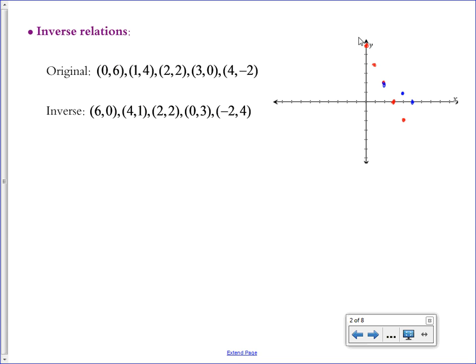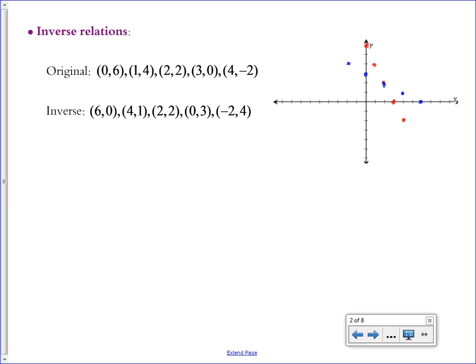My first point was (5, -... let's move that over to 6. Just counting that again, I still have the point (2, 2), then I have the point (0, 3), and I have the point (-2, 4). So my red dots represent the original, my blue dots represent the inverse relation, and as you can see, all of the x's and y's have switched places.